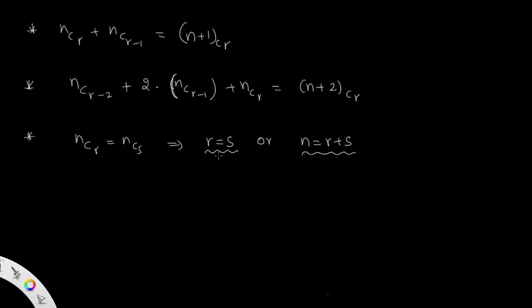If nCr equals nCs, then you write r equal to s, or n equal to r plus s. Both are having suffixes you can take. So let us take one example. Suppose nC4 equal to nC3 is there. Then you write here r equal to 4, s equal to 3, but n value we can find: n equal to 4 plus 3, then you get 7.